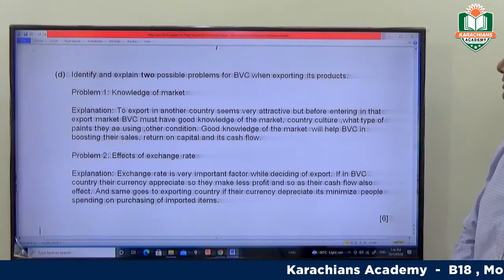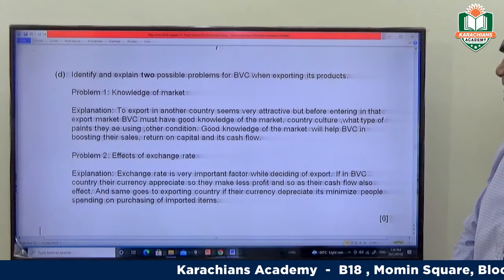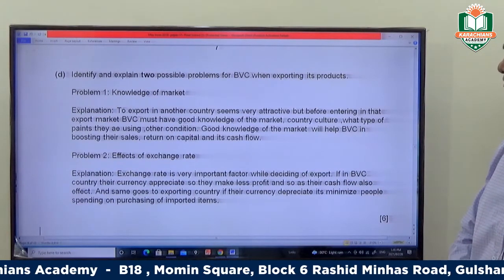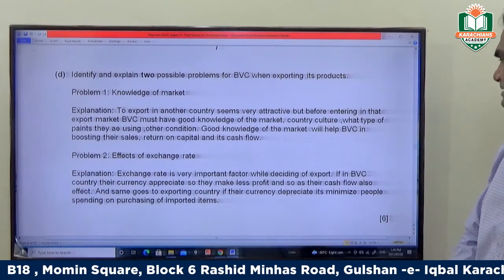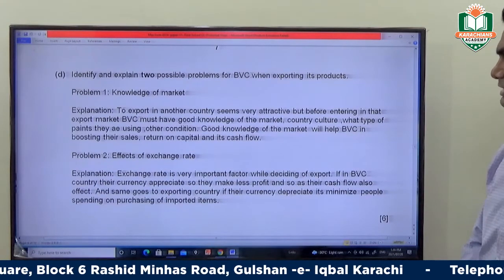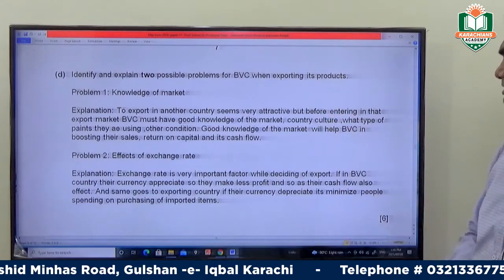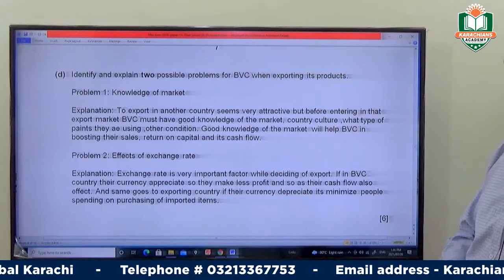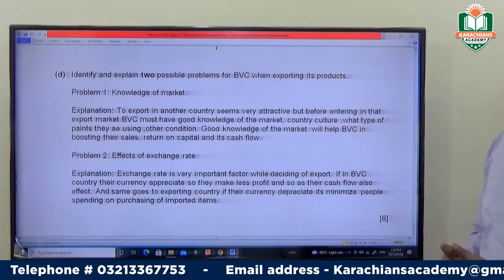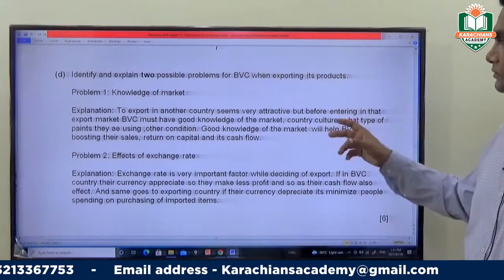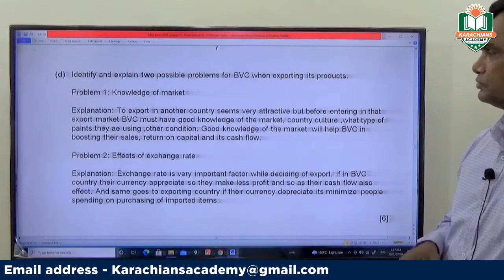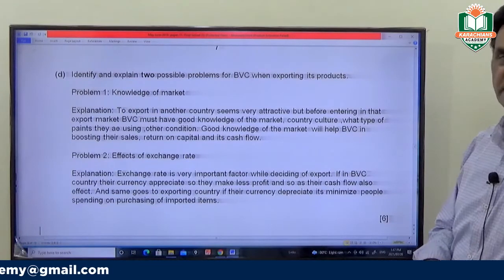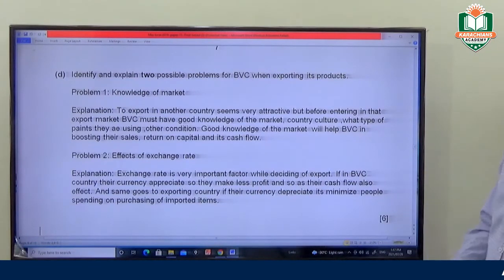Explanation 1. To export to another country seems very attractive, but before entering the export market, BBC must have good knowledge of the market, country culture, what types of paint they are using, and other conditions. Good knowledge of the market will help BBC in boosting their sales, return on capital, and its cash flow. Yes, it's very attractive to go into the export market, but we have to properly study the behavior of the market, or knowledge of the market, and country culture, to enter the export business.